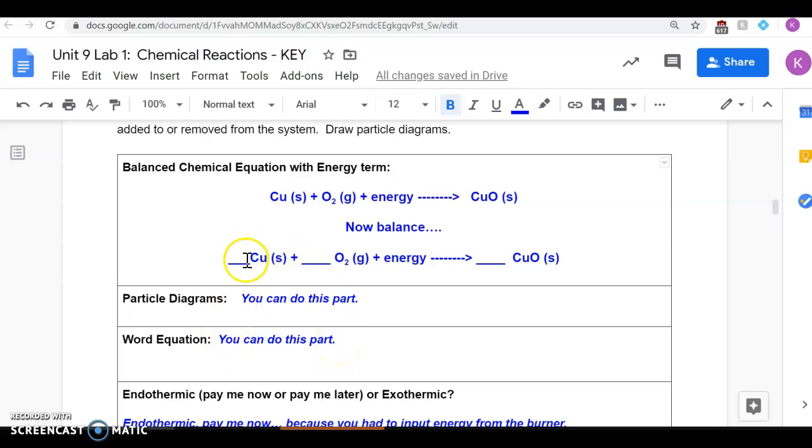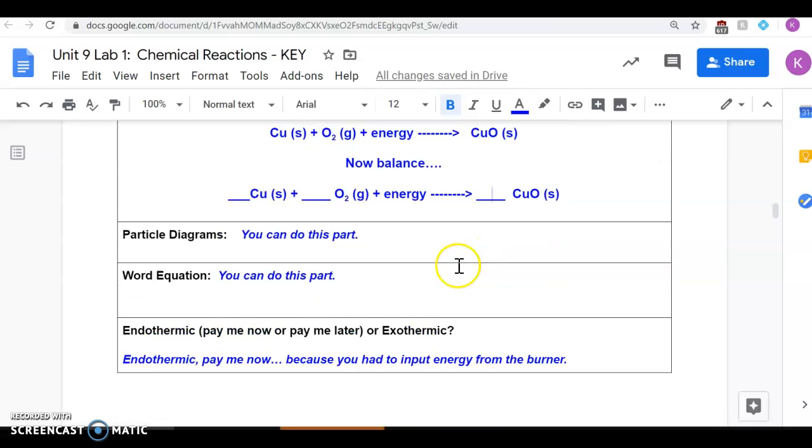Okay, make sure that you say the number of moles. So like whatever these numbers come out to be, so many moles of solid copper plus so many moles of oxygen gas plus energy creates so many moles of copper 2 oxide. All right, and then this one's an endothermic reaction because we had to input energy from the burner. All right, that is part 1.